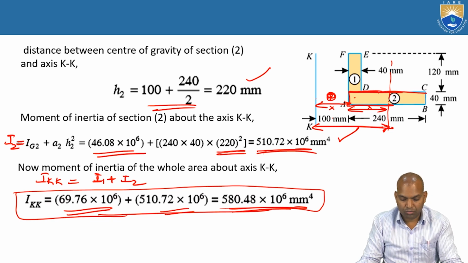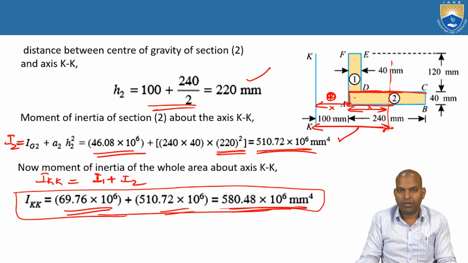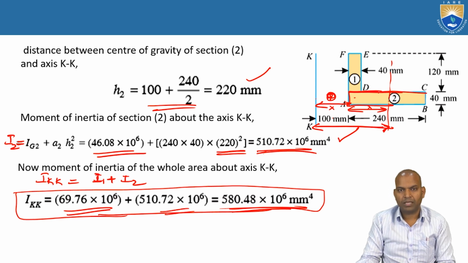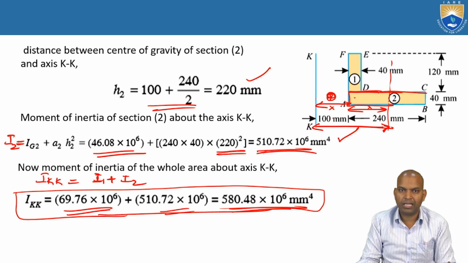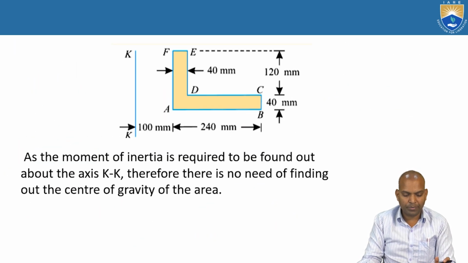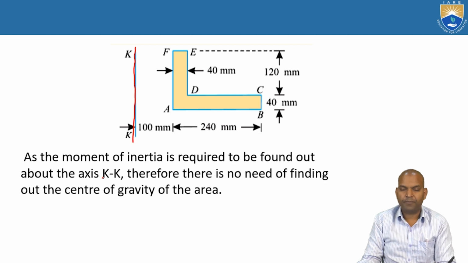Now you may get a doubt. We did not calculate here the center of gravity of this section. Why did we not calculate the centroid of this section? Because they did not ask to find the moment of inertia passing through the centroidal axis of this section. They asked about some arbitrary section, about the arbitrary section KK.